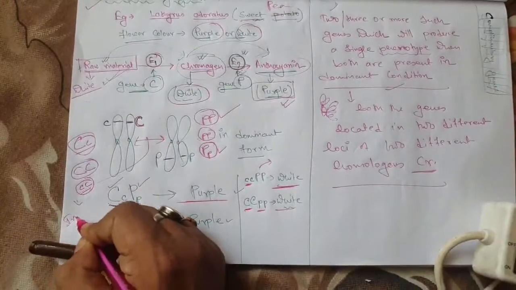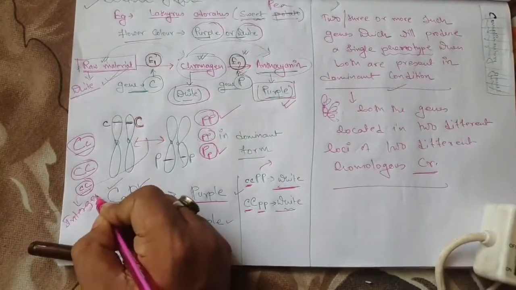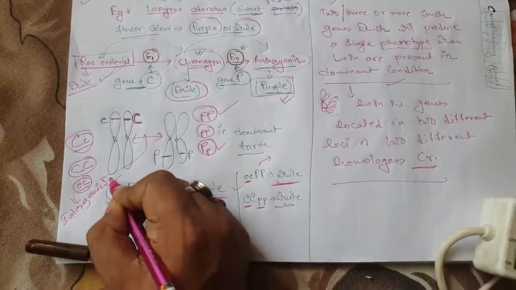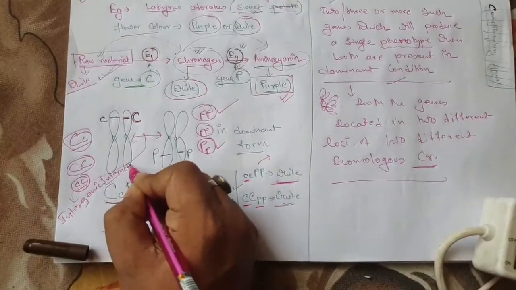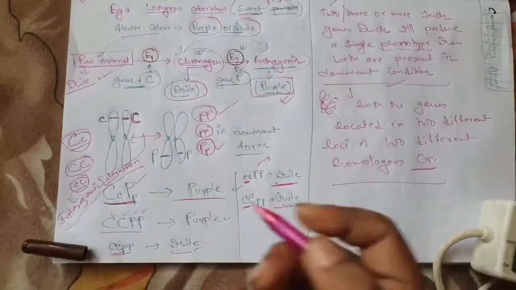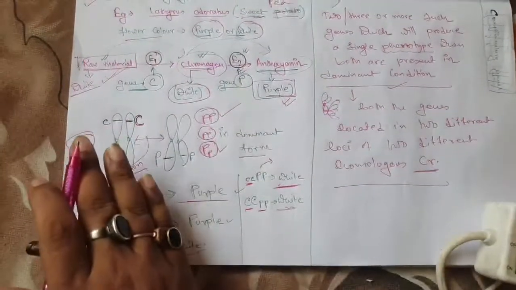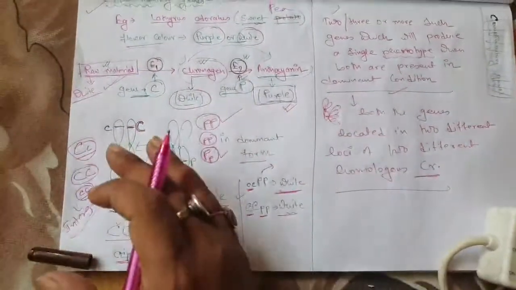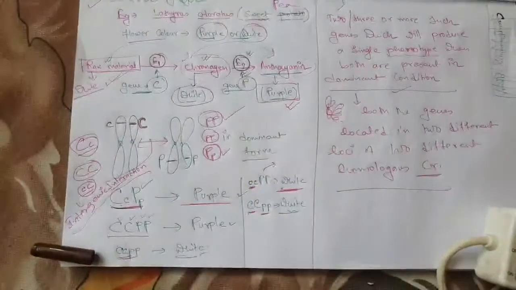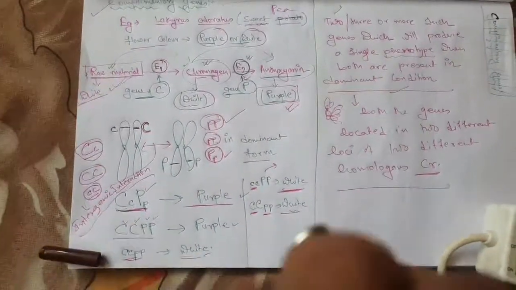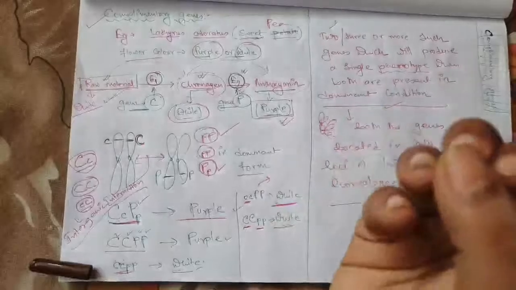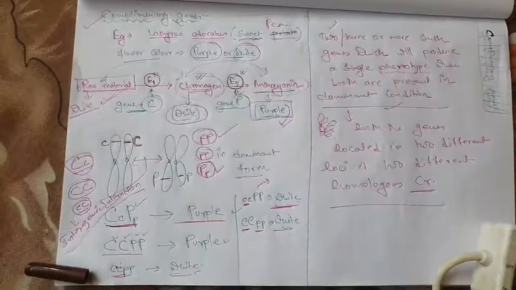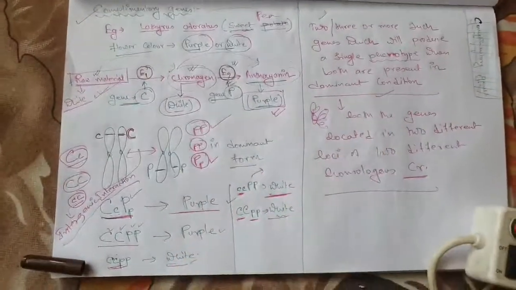This is a kind of intergenic interaction. Now in case of intergenic interaction, two genes located at different loci of different chromosomes interact with each other to give rise to a particular phenotype, and these will be known as complementary genes. I hope that you have understood up to this much.